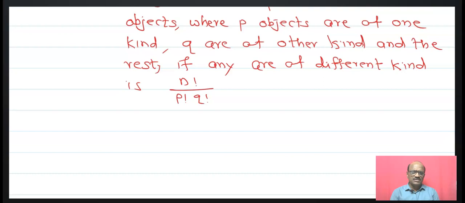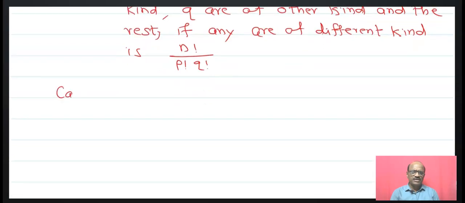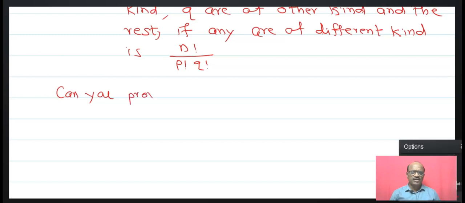That is nothing but n factorial upon p factorial into q factorial. What is the meaning of this? If you have n objects, and in those n objects p are identical, q are identical, and the rest are different, then we can arrange them in n factorial upon p factorial into q factorial ways. Now, next.